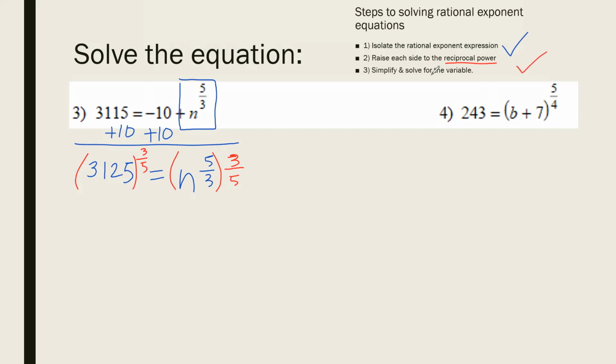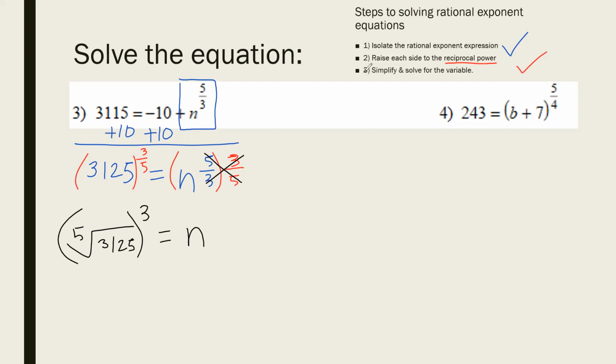Boom. We know the right-hand side is going to simplify to just 1. So the right-hand side is just n. But the left is like evaluating 3,125 to the 3/5. I need to figure out the value of that. So let's convert that to radical. The 5th root of 3,125 to the 3rd.